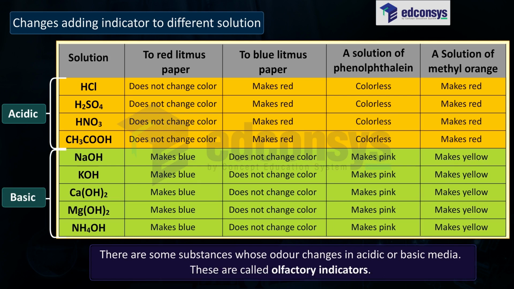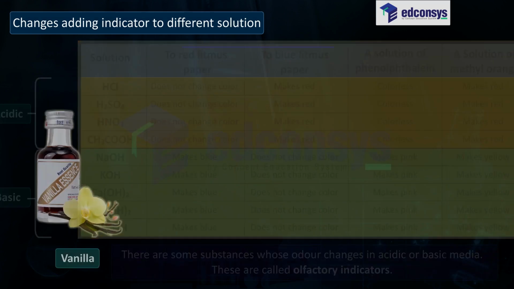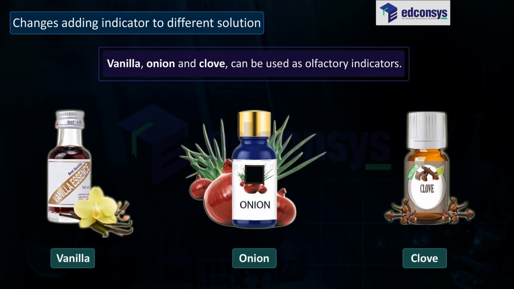There are some substances whose odor changes in acidic or basic media. These are called olfactory indicators. Vanilla, onion, and clove can be used as olfactory indicators.